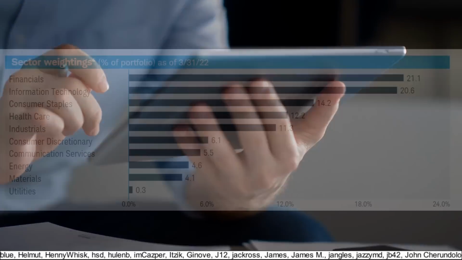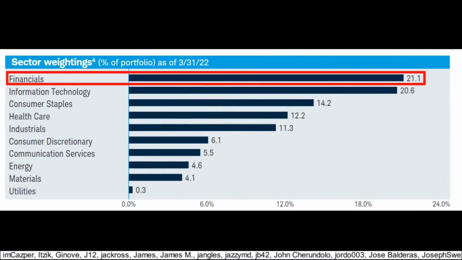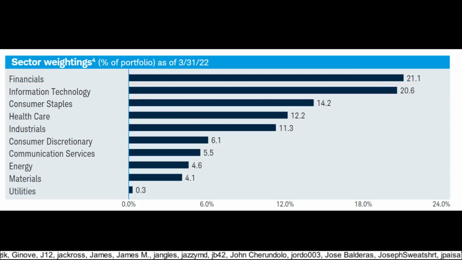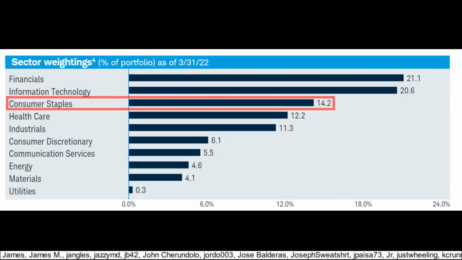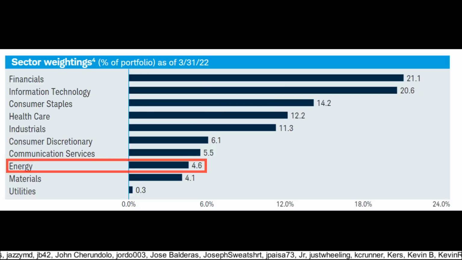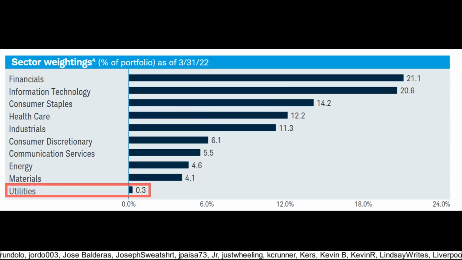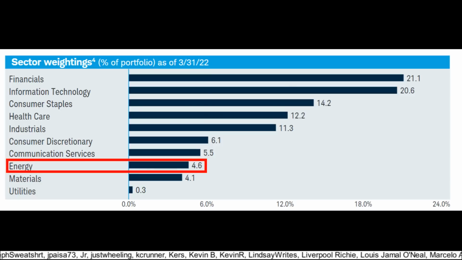Okay, let's take a look at what sectors SCHD has in it as of 3/31/22. So we see that financials make up the largest percentage at 21.1%, followed by tech at 20.6%, and then consumer staples at 14.2%. On the bottom of the list, we see that energy stocks are at 4.6% of SCHD, materials are at 4.1%, and utilities are at 0.3%. Those all seem reasonable weightings to me, though obviously this year a low energy holding hurts it a bit since energy has been doing so well.